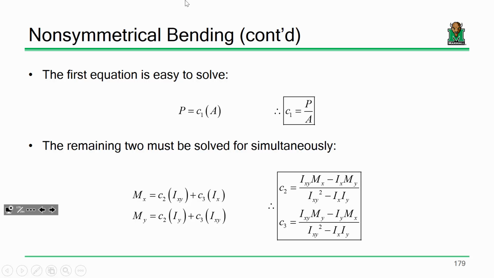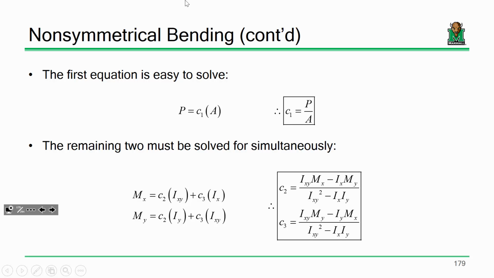But what ends up happening, and I'm more than happy to go through the math with you, is that to solve this, it's pretty straightforward. You get C1 as P over A. These two, you have to do the whole 2 equations and 2 unknowns scenario. And when you chug it all out, you get the following expression: C2 equals all this and C3 equals all this. It's nasty, but it's really just plug and chug. If you know the moments that are being applied and you know your section properties, you can calculate them pretty easily.